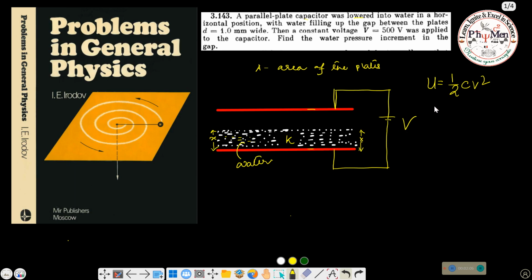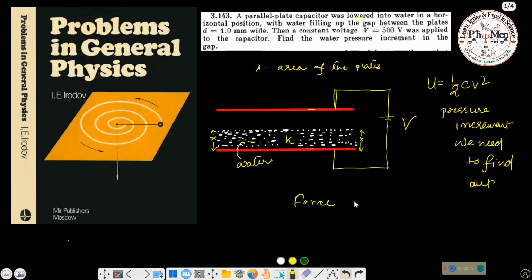Now, what do we need to find out? We need to find out the pressure increment in the gap. For pressure, we need to find out the force on the dielectric medium. Here the dielectric medium is the water, which has the dielectric constant K. Let us suppose the force is F.